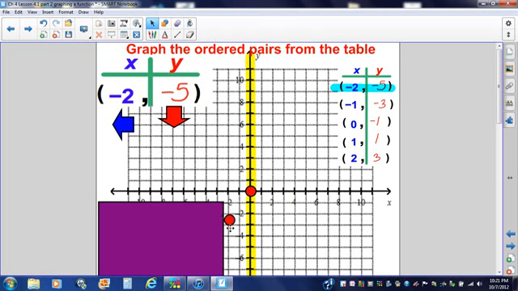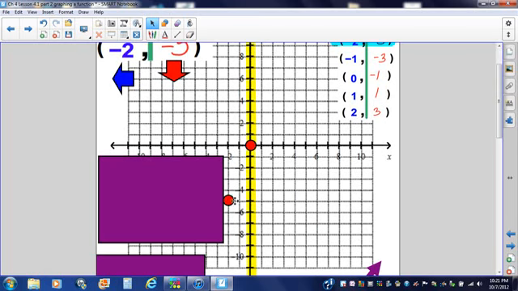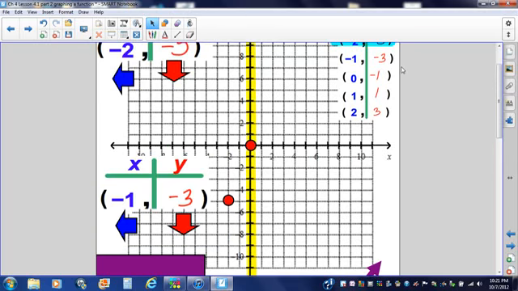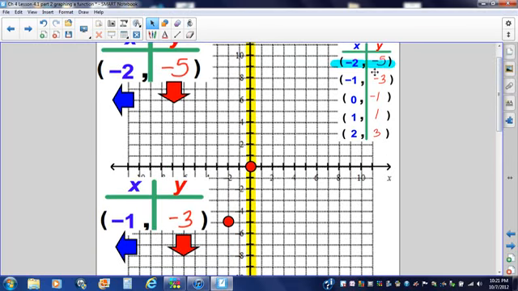-1, -2, -3, -4, -5. So put a dot right here. This is the ordered pair -2, -5. I'm going to graph my next ordered pair, and so should you.